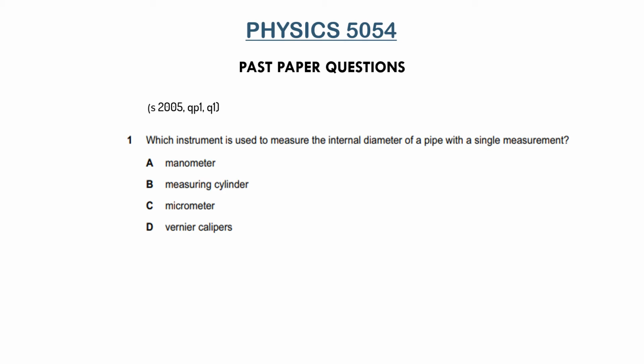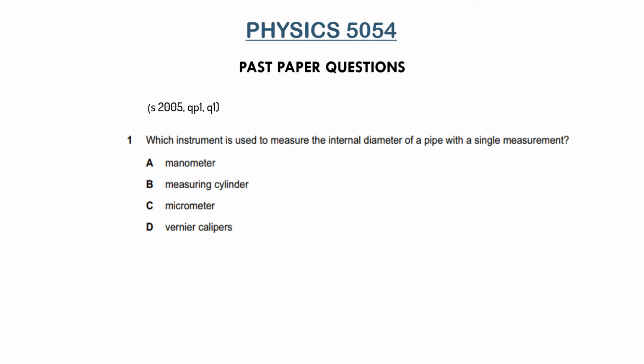So the internal diameter of a pipe with a single measurement. The word to notice here is internal, and this is important because usually when we have to measure something as small as the diameter of a pipe, we in most cases use a micrometer because it gives more accuracy. But the problem is that a micrometer has only one set of jaws, so it only measures external lengths. It never measures internal lengths. Whenever we have to measure internal lengths, we cannot use a micrometer.